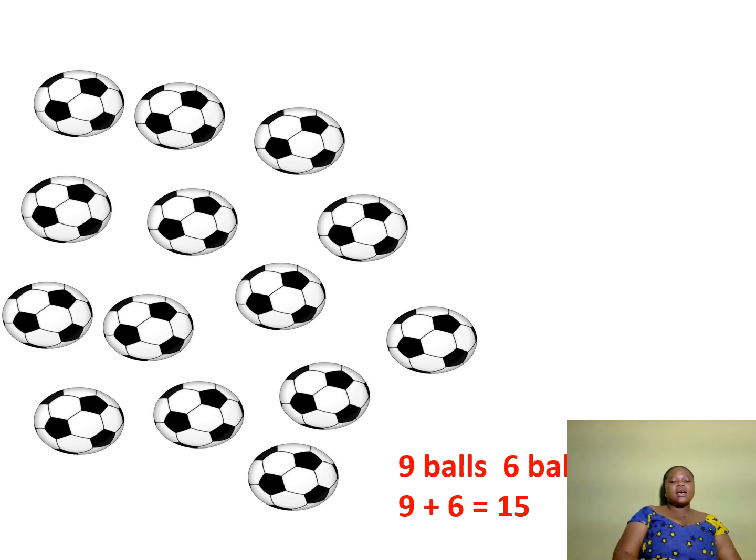So let's count our remaining 6. 1, 2, 3, 4, 5, 6. Good. So we have 9 balls and 6 balls. So now we are adding 9 plus 6 is how many? Count your counters. Count 9 counters and another 6 counters. So in all we had how many? 15. We had how many? 15 balls.